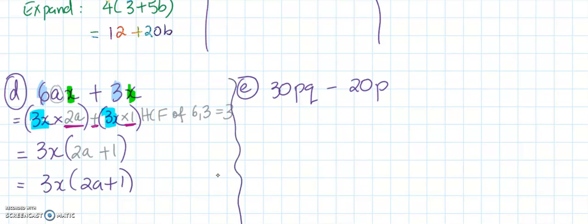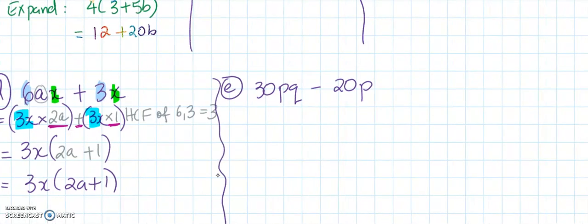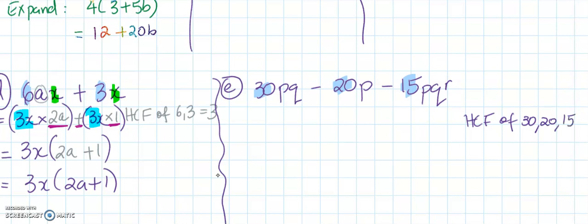Okay, let's look at the last example. I'm going to add on another one over here. Say I have 15PQR. Okay, now let's look at our numbers, our three numbers. If you look at our three numbers, 30, 20, and 15. Let's think. What is the highest common factor of 30, 20, and 15? That is equal to 5. So therefore, 5 goes outside the brackets.